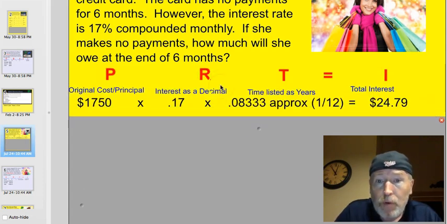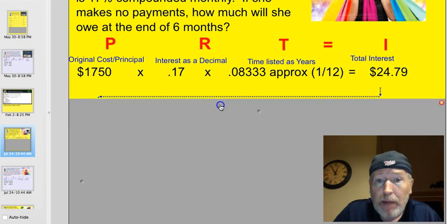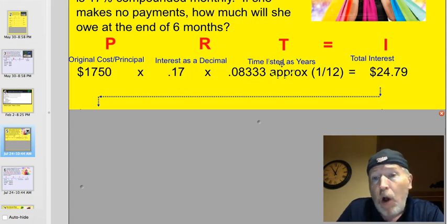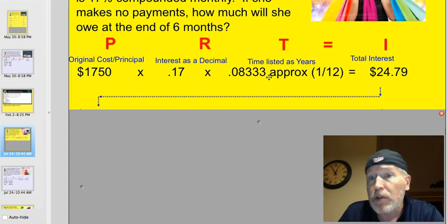We still have principal, rate, and time. Same thing here. But here we go. We start off. We have our original cost that she charged, $1,750, times 0.17. Now, I have to list the time in years. So basically, 1 month is 1/12 of a year, and I'm using this approximation, 0.08333. So if you do this on an interest calculator, it might come out a little bit differently because I'm rounding here to the 5th decimal.